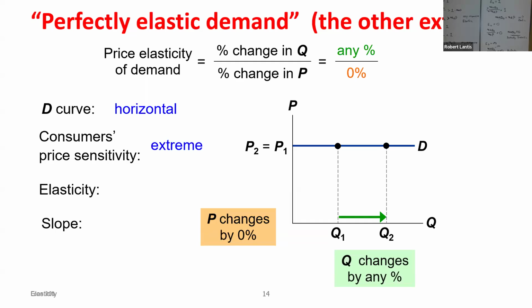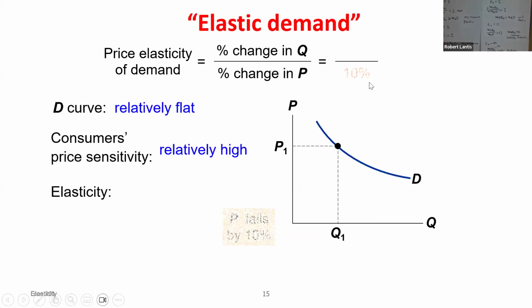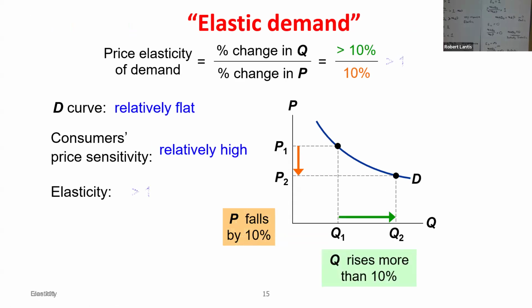Now, what's the slope of this demand curve? Well, slope is the change in y over change in x. What's my change in y? What's my change in x? Something. 0 over something would be 0. Once again, they're exact opposites of each other.